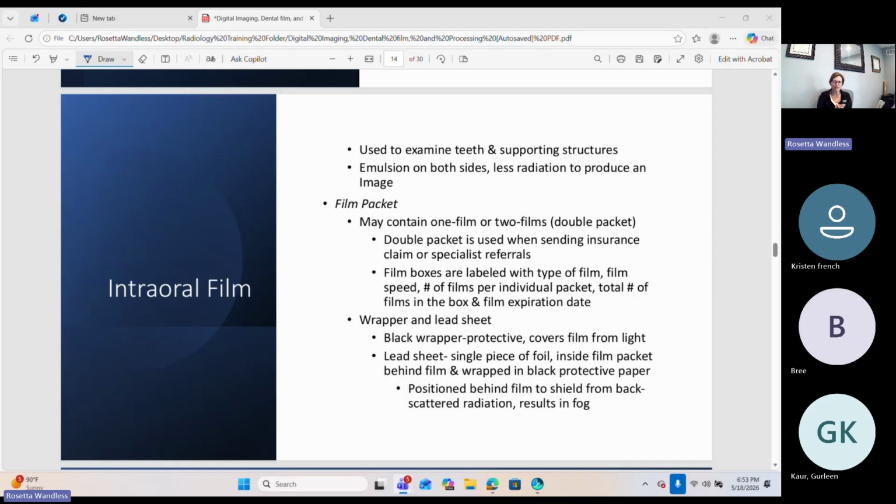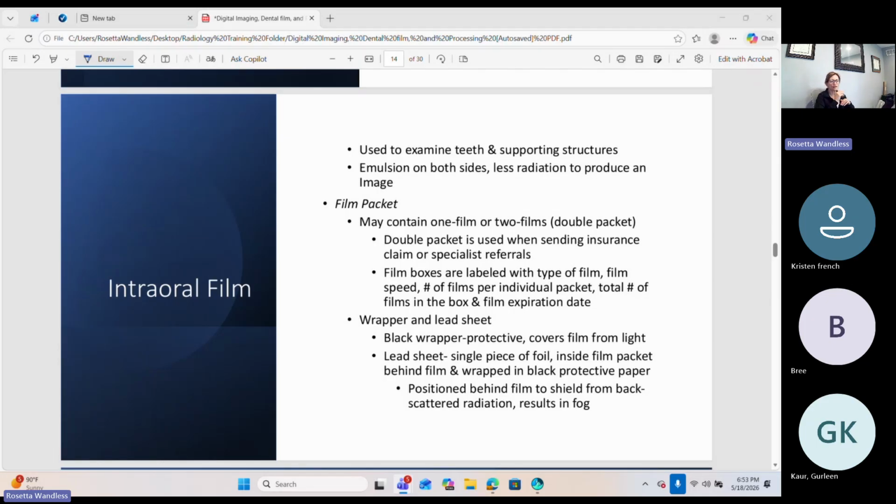I do want to say this, if you open up the black wrapper, the film is buried inside that black paper, okay? Because it's protecting that film. It's good to cover it from light, protect it, and make sure it doesn't get scratched, things like that.